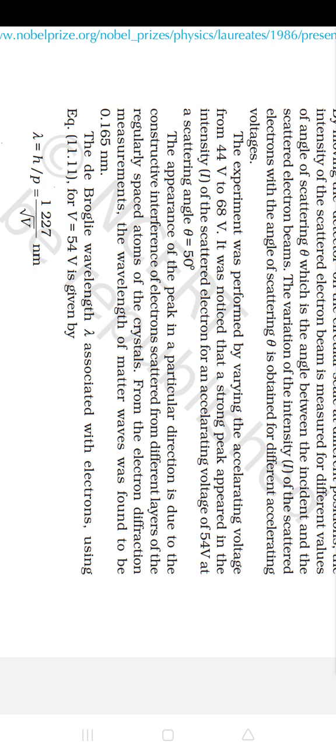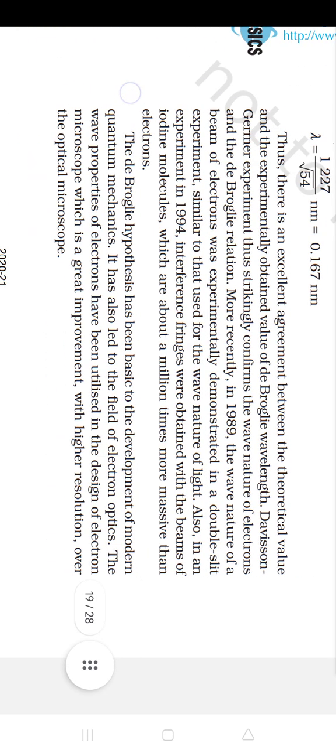The appearance of the peak in a particular direction is due to the constructive interference of electrons scattered from different layers of the regularly spaced atoms of the crystal. From the electron diffraction measurements, the wavelength of matter waves was found to be 0.165 nanometer. The de Broglie wavelength lambda associated with electrons, using equation 11.11 for V equal to 54 volt, is given by lambda equal to h upon p equal to 1.227 upon root V nanometer. Thus, there is an excellent agreement between the theoretical value and the experimentally obtained value of the de Broglie wavelength.